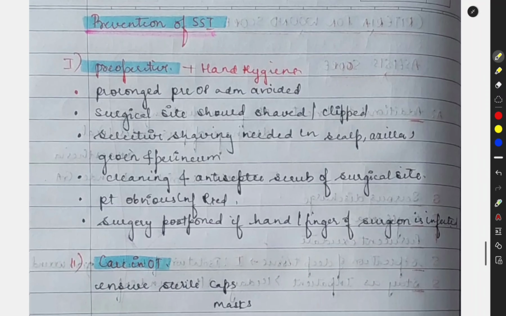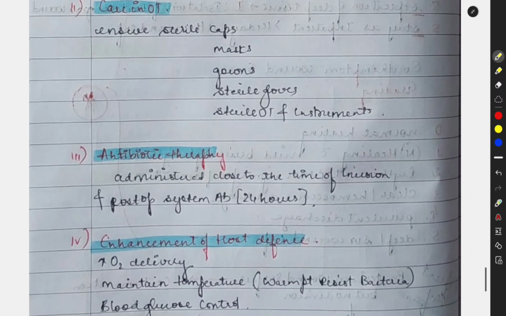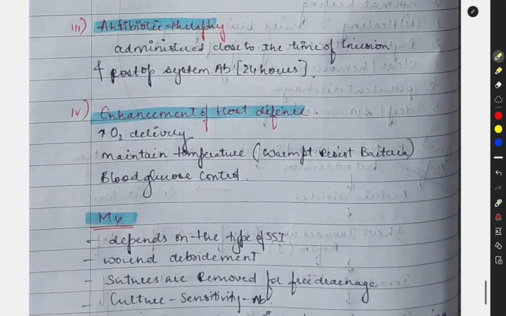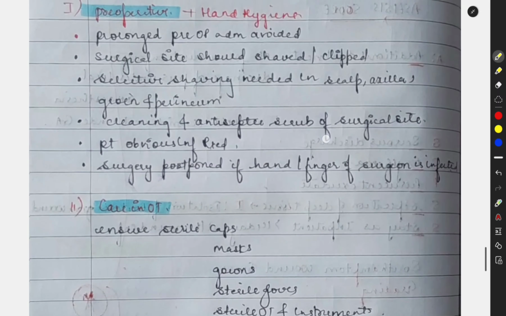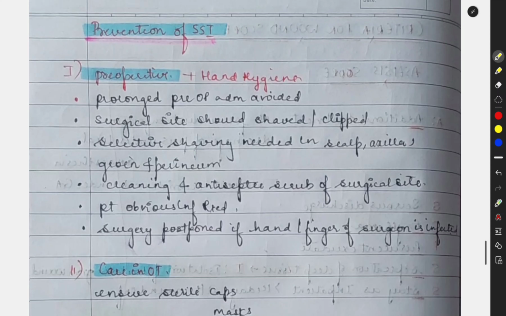The prevention of surgical site infection involves 4 headings: the preoperative care, care in the OT, antibiotic therapy, and enhancement of the host defense. Preoperatively, hand hygiene also plays a very important role. Firstly, prolonged pre-op admission should be avoided. The surgical site should be shaved or clipped. This will decrease the chances of SSIs. Selective shaving will be needed for the scalp, axilla, groin, and perineum.